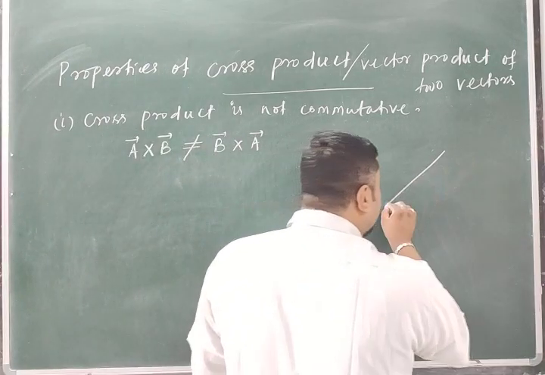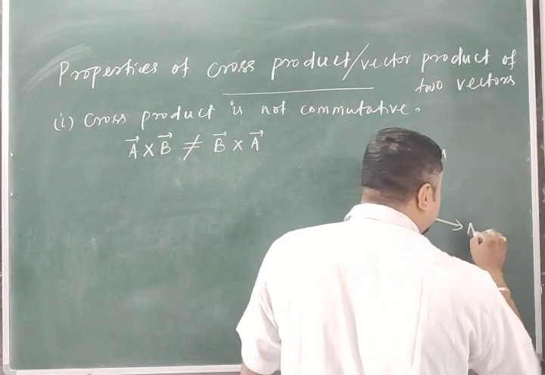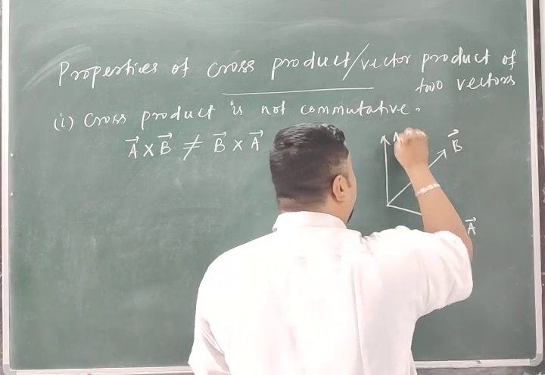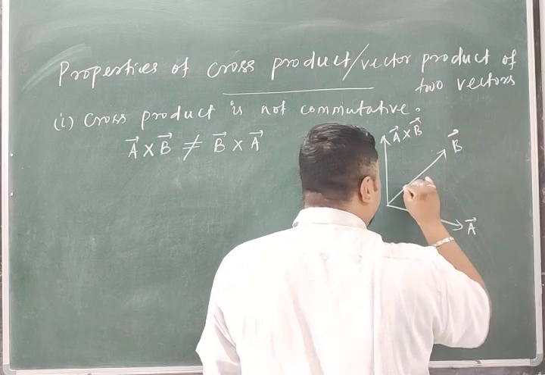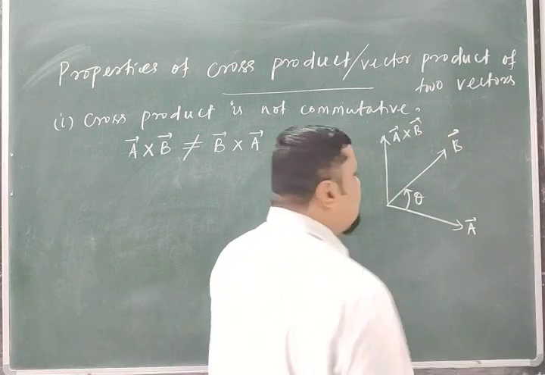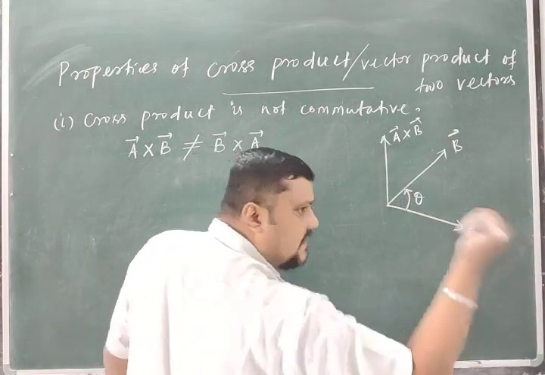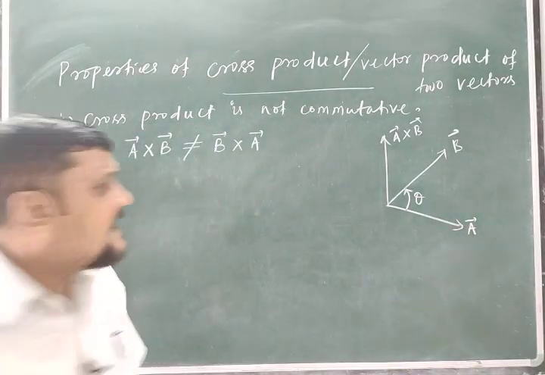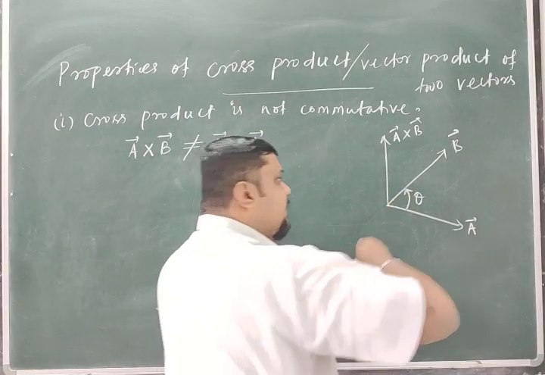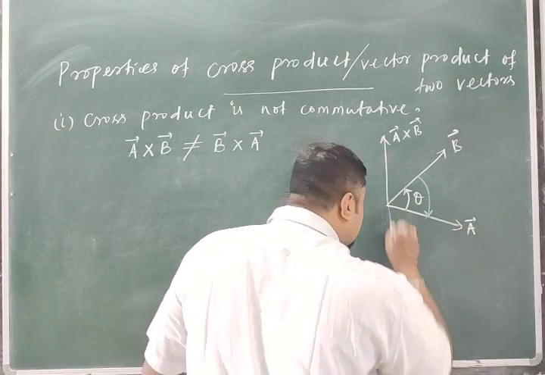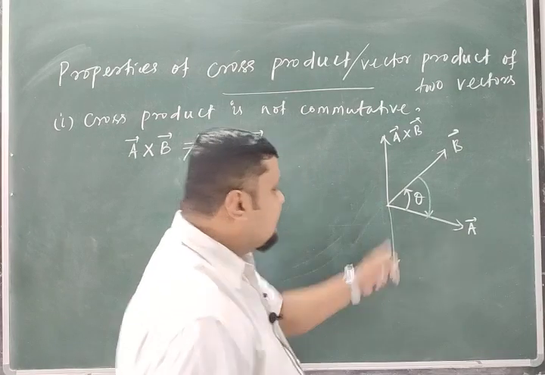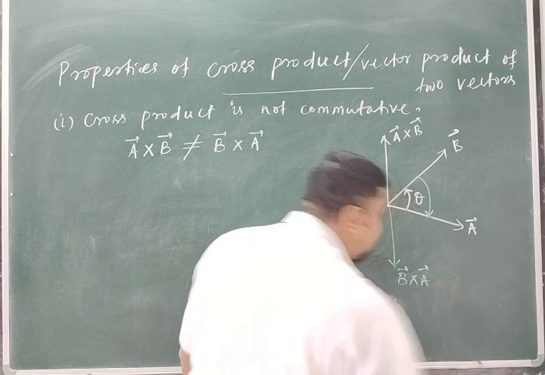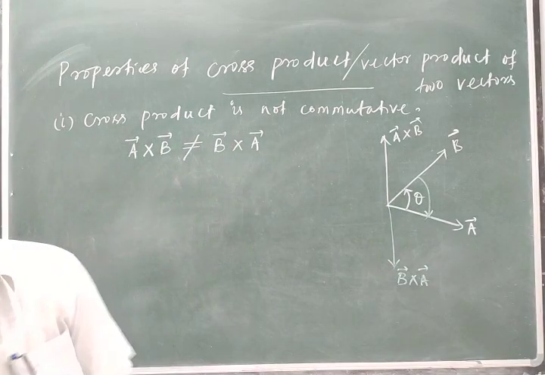Why? If A and B are two vectors in this plane, then for A cross B we curl the fingers from A to B through the angle theta, and the thumb gives the direction of A cross B, perpendicular upward. But when you do B cross A, curl your fingers from B to A, like this, and the result is perpendicular to this plane in the opposite direction. So this is B cross A. Yes, the magnitude is the same, but the direction is opposite.